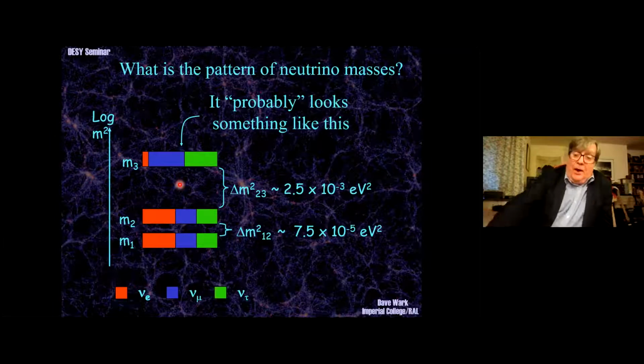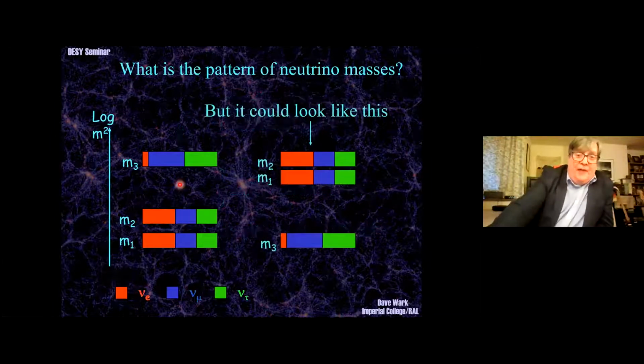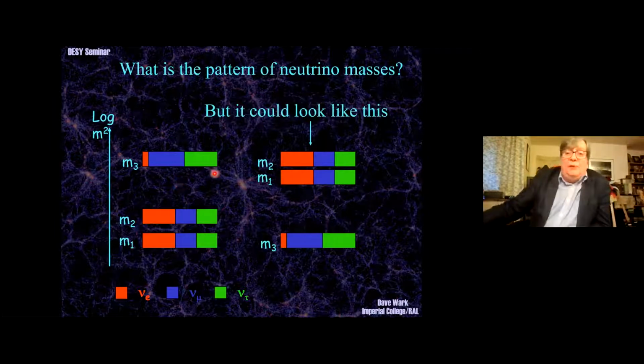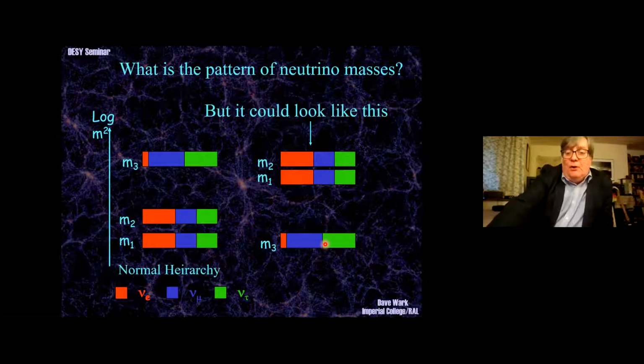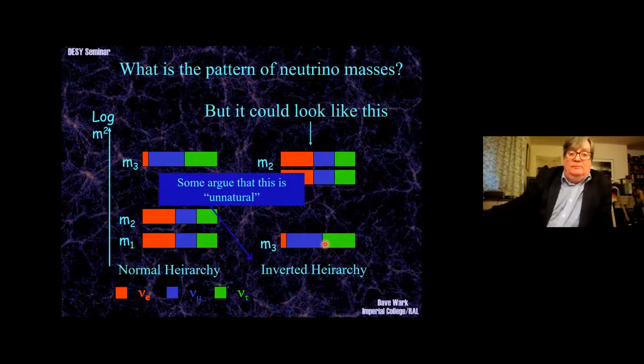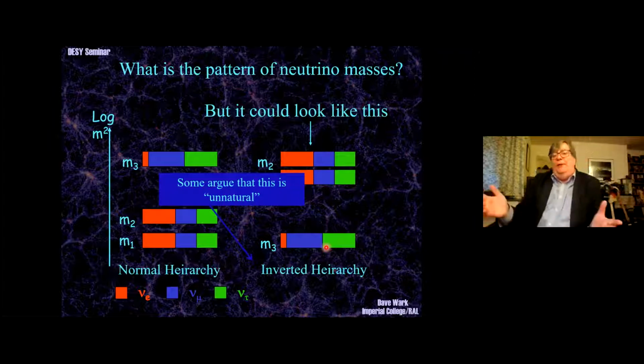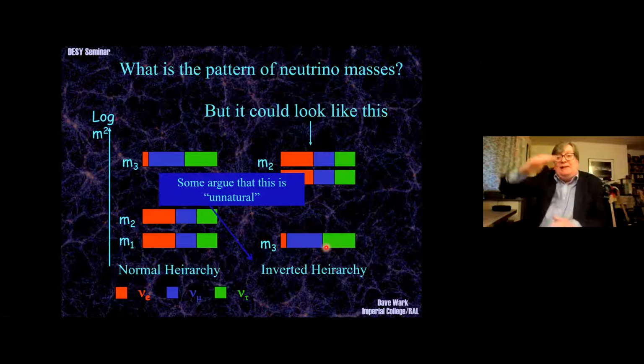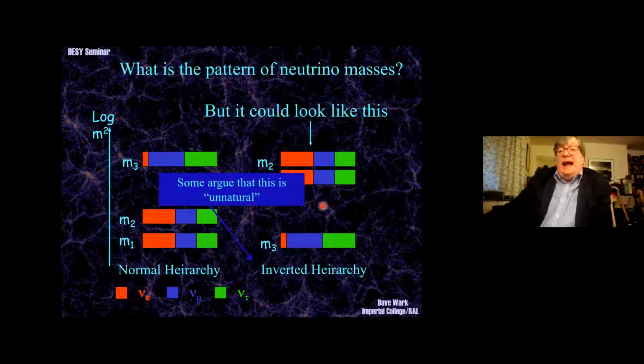Probably. Although the data is perfectly consistent with another solution where two of them are heavy and one of them is light. Okay, and this one's called the normal hierarchy, and that one's called the inverted hierarchy, because people say, well, this looks unnatural. Why? Well, if we look at all the other fermions, as you go up in family, the mass splittings get larger and larger as you get bigger and bigger. So this looks like the other fermions. So people will say this is unnatural.